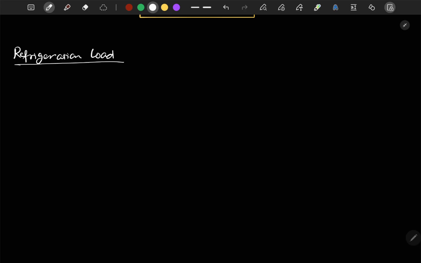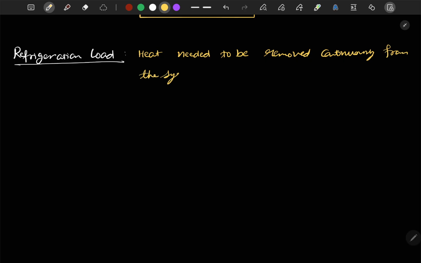So what is refrigeration load? Refrigeration load indicates the heat needed to be removed continuously from the system to maintain constant temperature. Okay, constant.